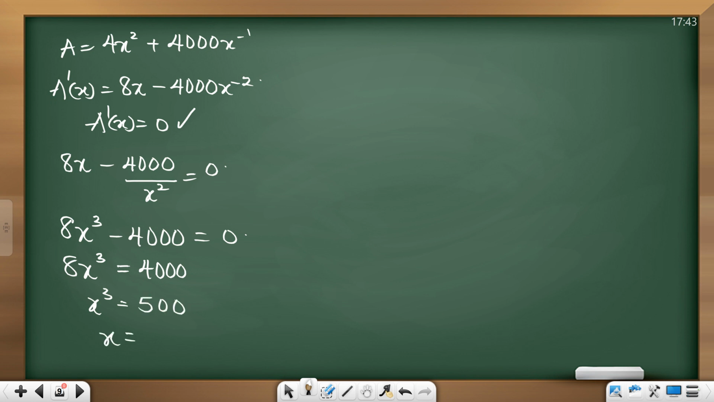What is x? The cube root of 500 will give us what? 10 cube root of 5. But let's write it in decimal. What's the answer? 7 comma something. But check, the examiner says the dimensions.